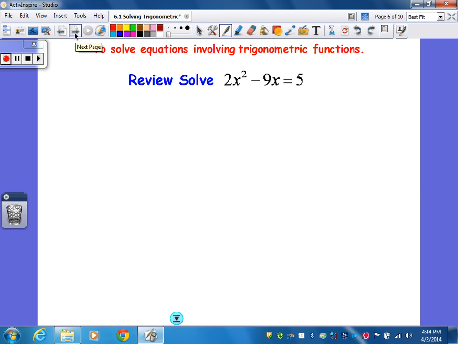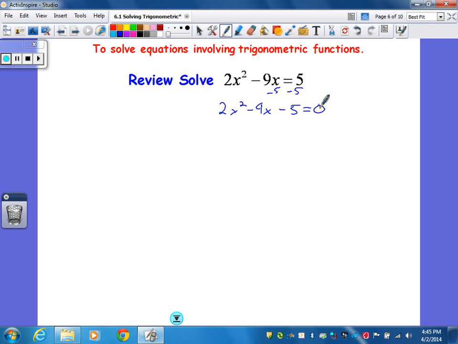So now, oh, look at this. We're back in algebra. We're just solving. That's all we're doing. So we're going to subtract 5. I think I'm going to try and get it so I can factor. Subtract 5. So I have 2x squared minus 9x minus 5 equals 0.